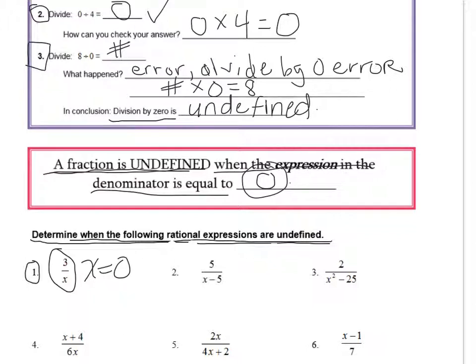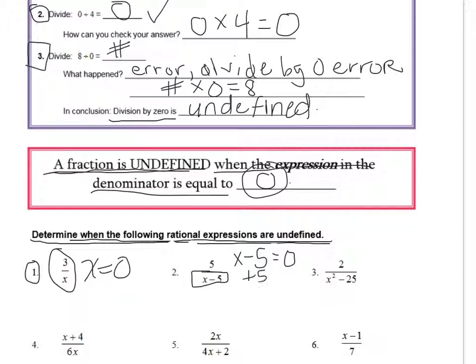Determine for what value of x this fraction is undefined. Well, you're just going to write an equation. You're going to take the bottom of the fraction, x minus 5, and set it equal to 0, because an undefined fraction is when the entire bottom of the fraction is equal to 0. You'll notice this is a pretty simple equation to solve.